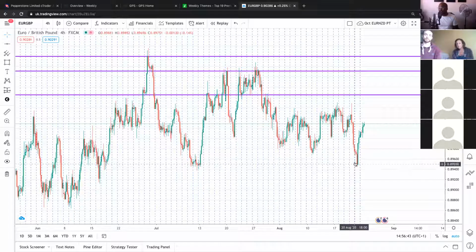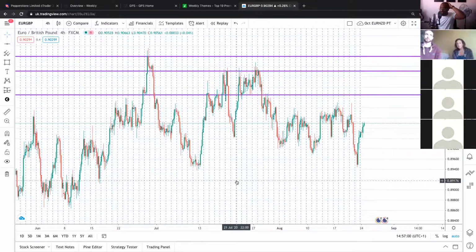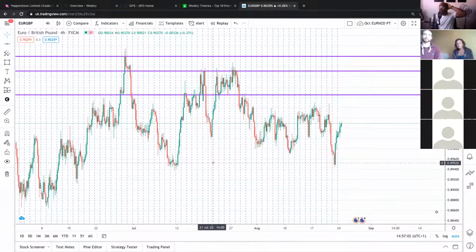So it reaches here, which is exactly the same as here. What are they saying to themselves? They're saying to themselves, this is a good place to buy. So guess what? It goes on another bullish trend. So these are the types of things that happen, and it happens repeatedly and in phases like this.